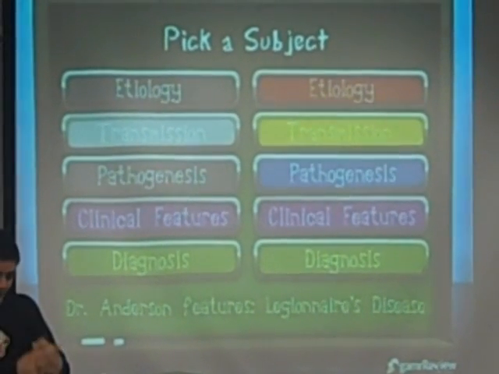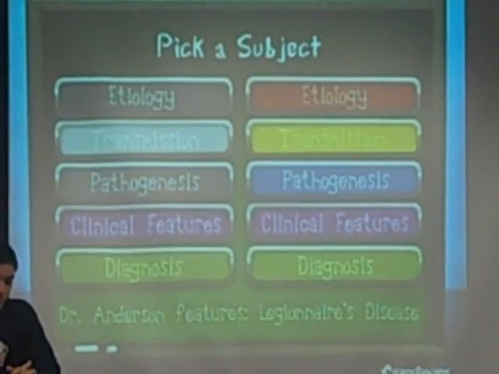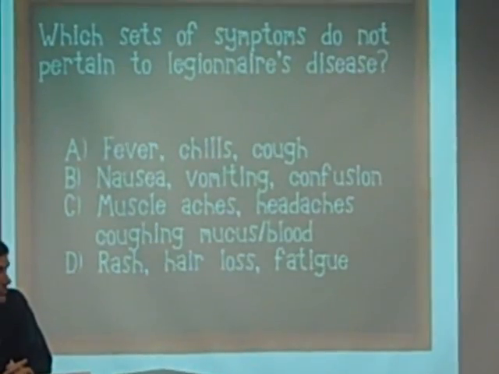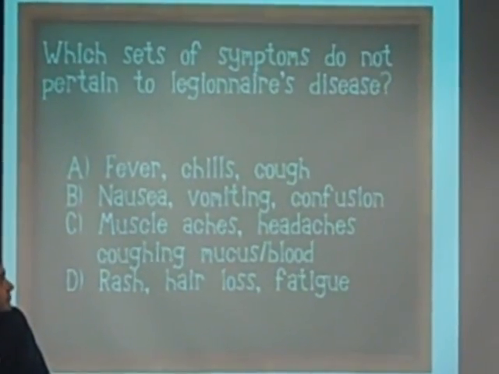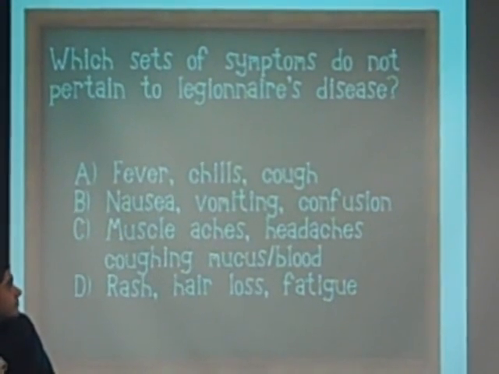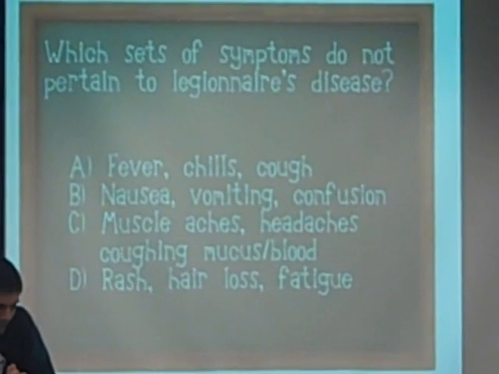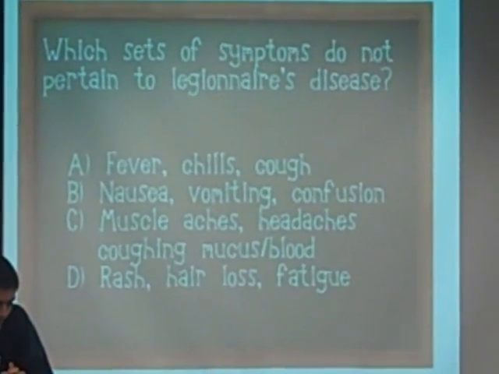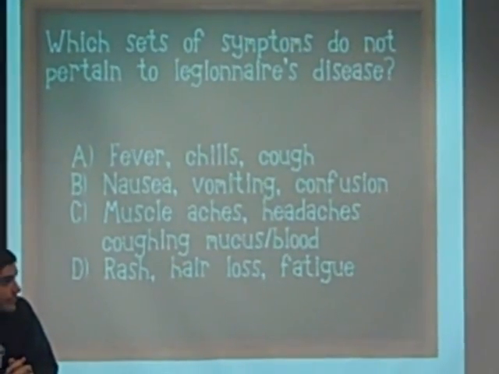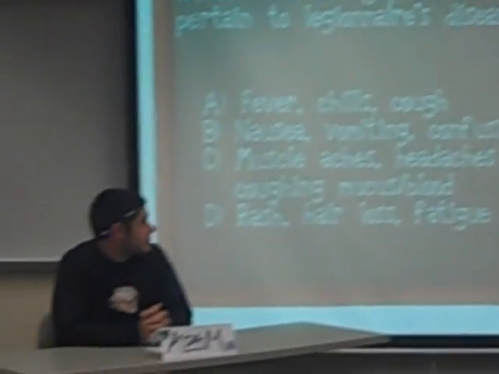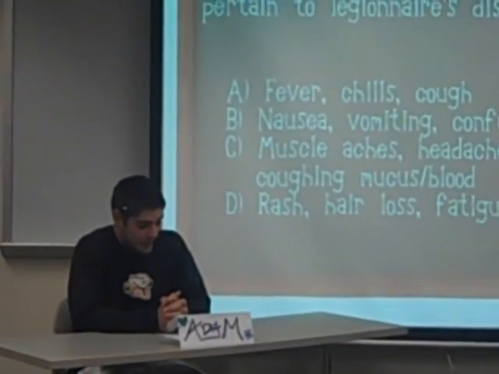Welcome back to Are You Smarter Than Dr. Anderson? Here's Adam's next question about clinical features. Which sets of symptoms do not pertain to Legionnaires disease? A. Fever, chills, and cough. B. Nausea, vomiting, and confusion. C. Muscle aches, headaches, and coughing mucus and blood. Or D. Rash, hair loss, and fatigue. This is a tough one, but I think I'm going to have to go with B.